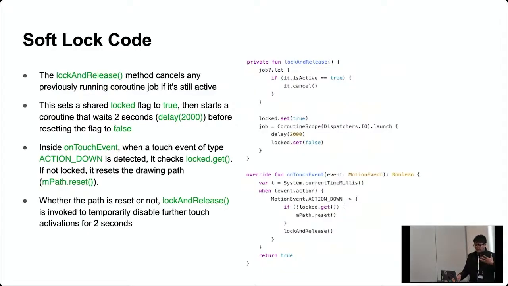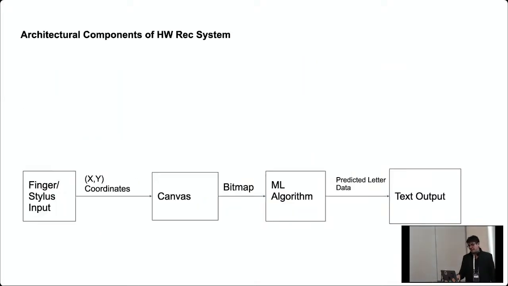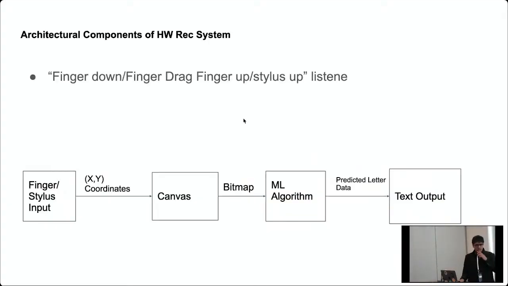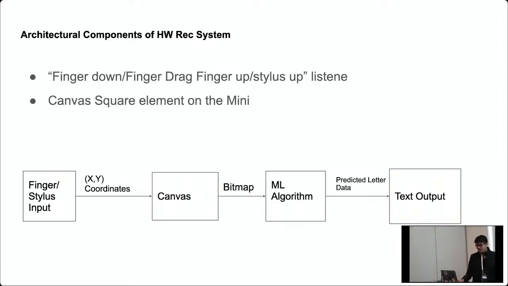And then you have a release mechanism, which allows that to then lift again for if you're truly done writing the character. So this is the architectural components of this system. So you have a finger down, finger drag, finger up stylus listener. And you have a canvas square, as I talked about.